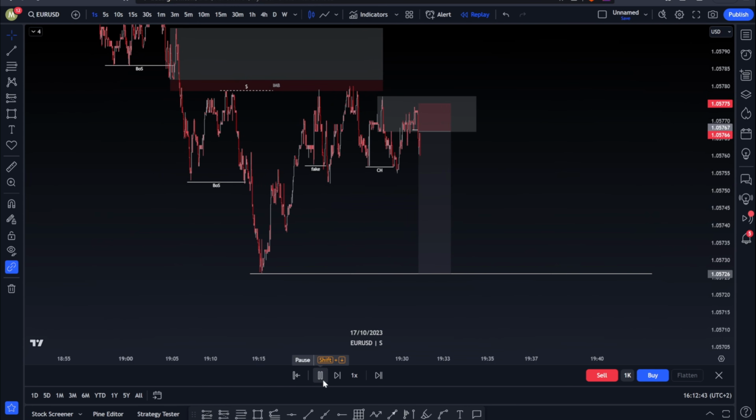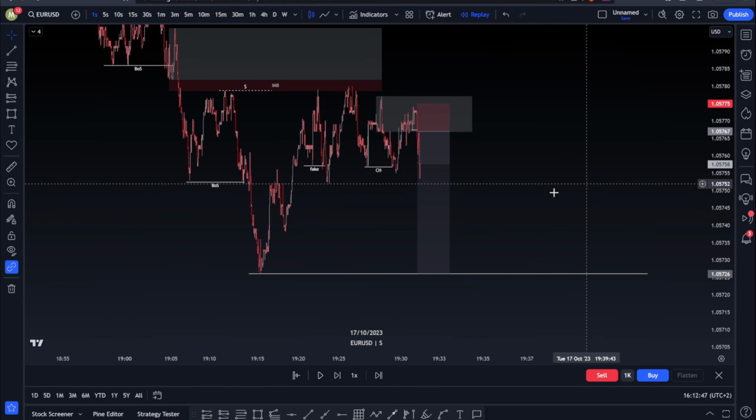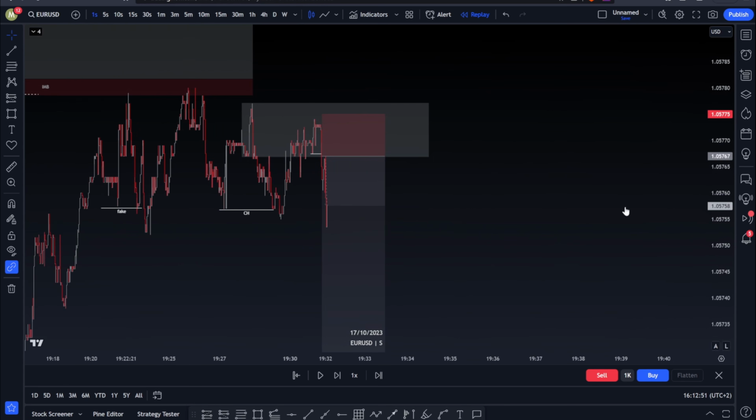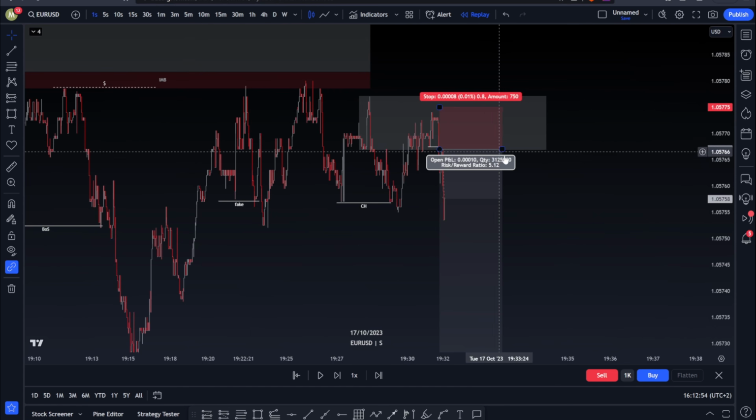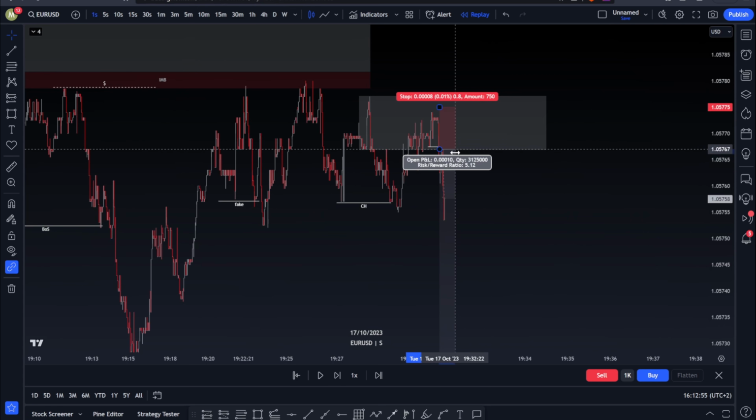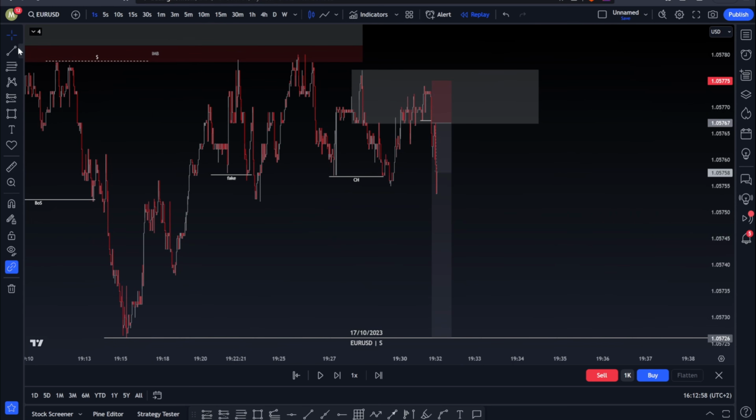As you can see, it's playing out very well. But if you were waiting for another break, you could also take a re-entry on this. Let's mark this out now. Let's see, a break of structure.